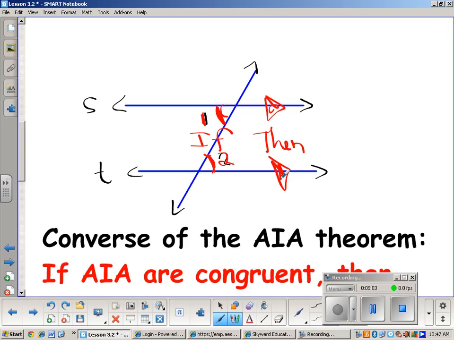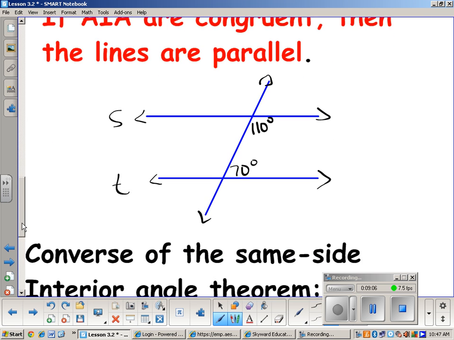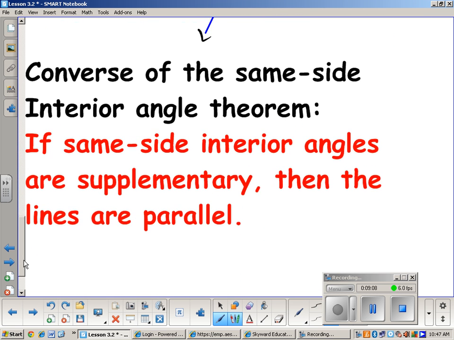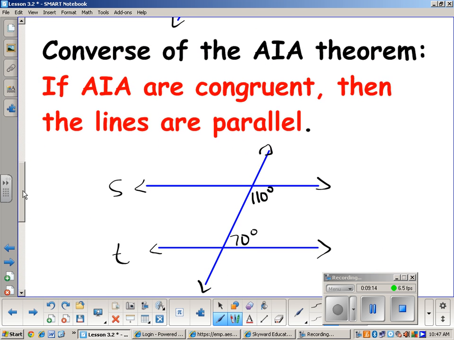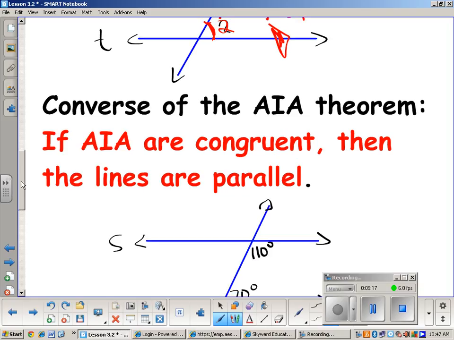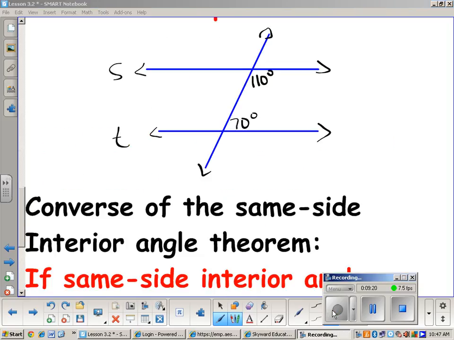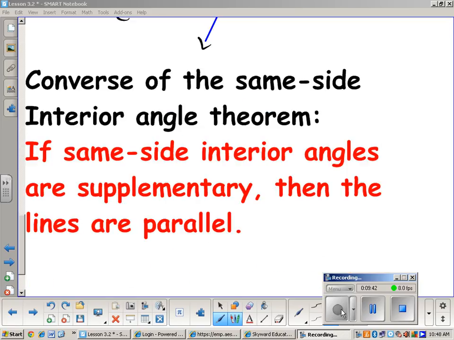The last item which we need to think about is same side interior angles. Now I'm going to pause the recording to allow you to draw this. This is the last converse, which is the converse of the same side interior angles. I'll let you draw this and write the converse.